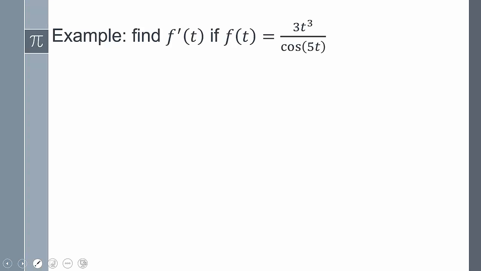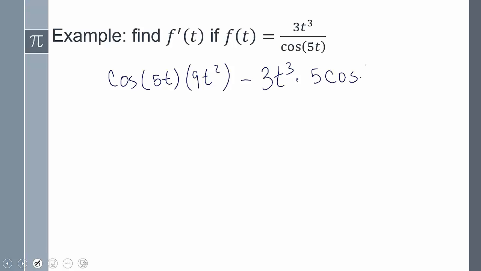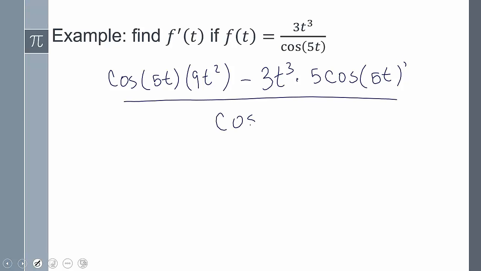So in this instance, if I wanted to find the derivative of this, so low d high, minus high d low. This is going to be the chain rule, so 5 cosine of 5t. So low d high minus high d low, denominator squared below.